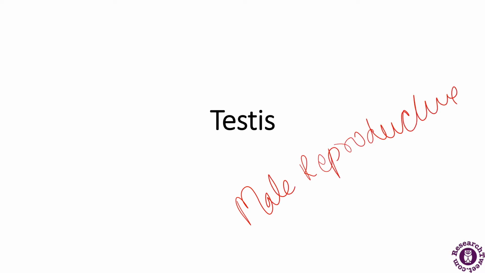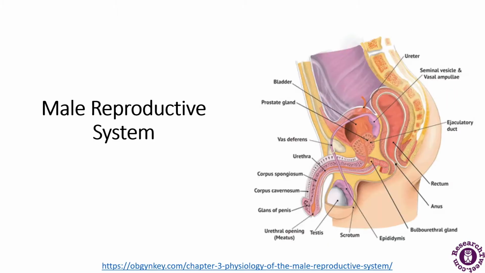Hello everyone. So the next topic which I will be discussing here is about the testes, which is a part of the male reproductive system. So what does it consist of? It consists of the male reproductive part or male reproductive system. So first we will be discussing the male reproductive system.